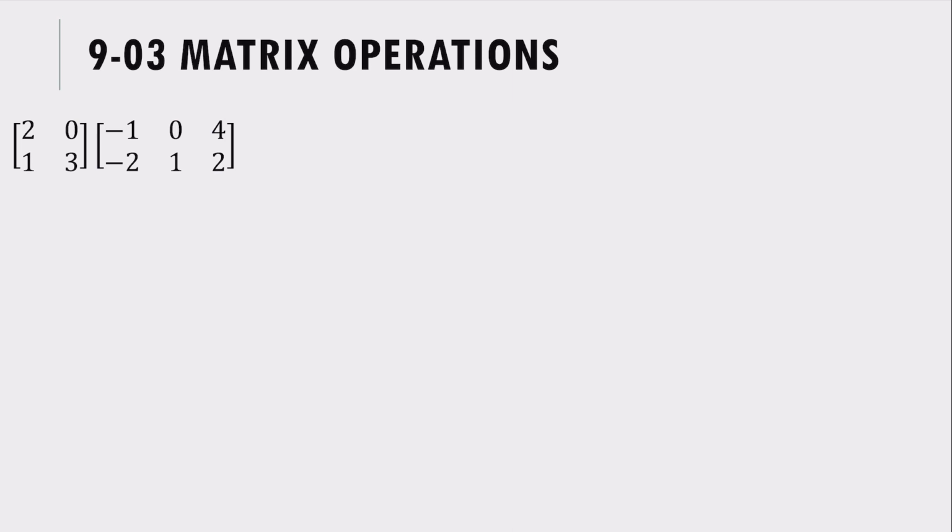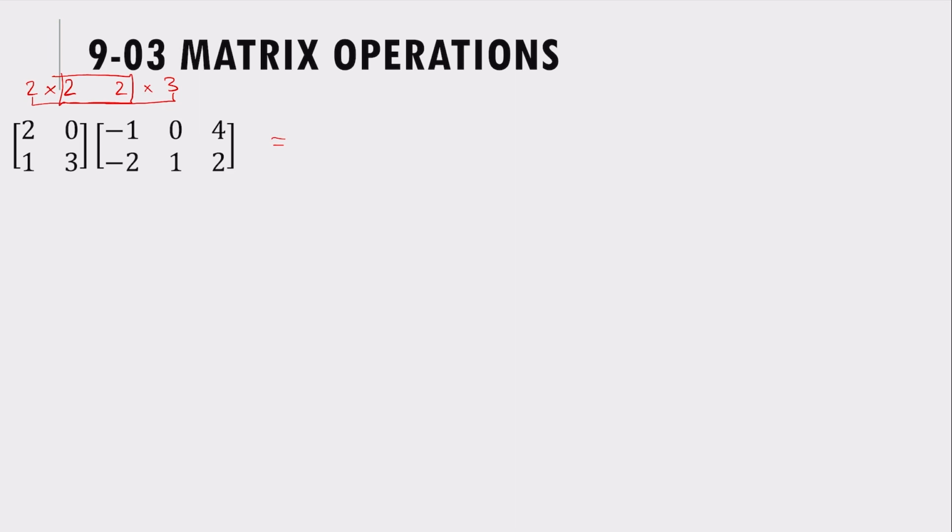Now let's multiply these matrices. First of all, check if you can. The first one has 2 rows, 2 columns. Second one has 2 rows, 3 columns. Yes, the middle is the same, and our answer will be a 2 by 3.